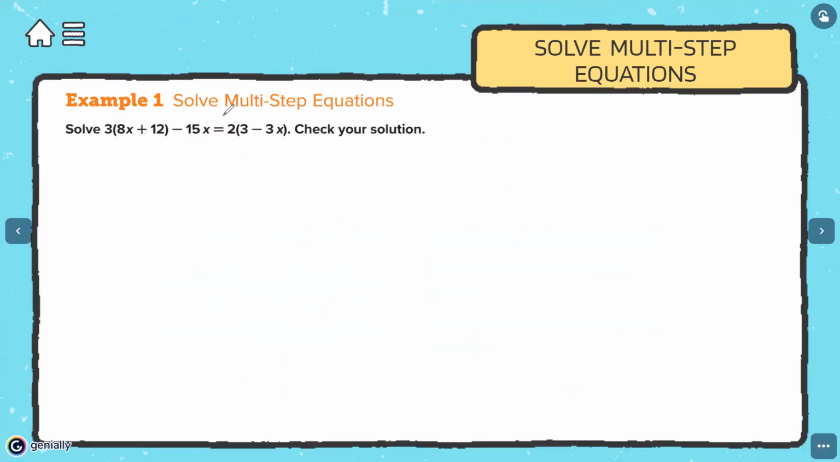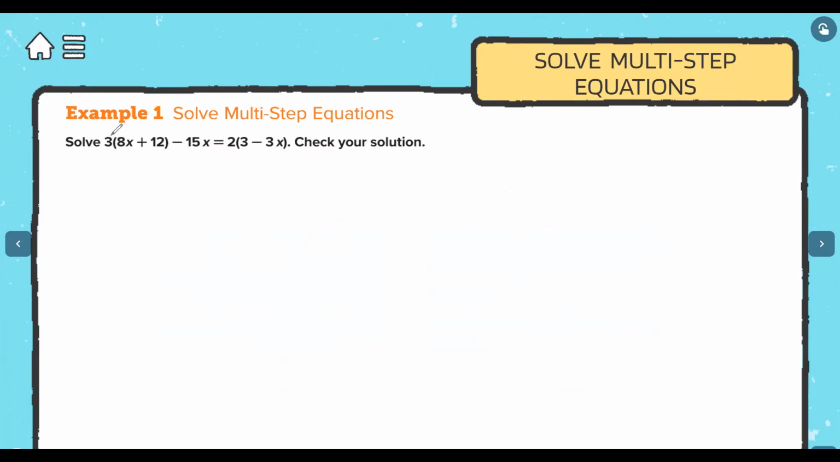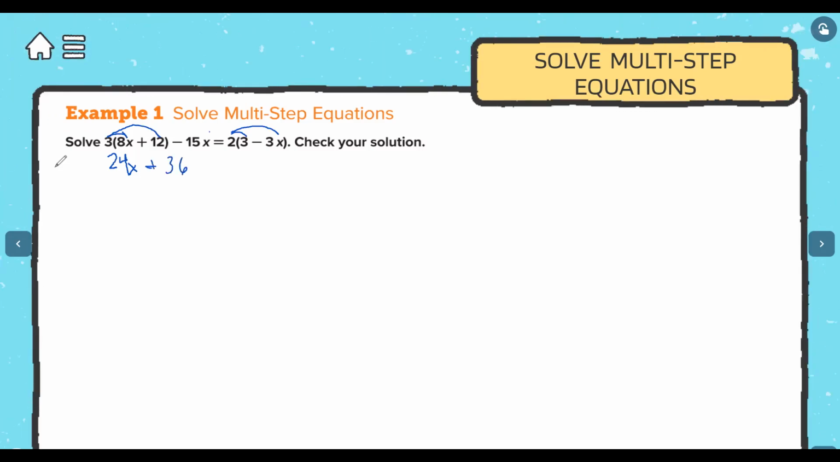If we see here, we have a negative 3, and it's going to be multiplying the 8x and the 12. And these two will affect the 3 and the 3x, okay? So 3 times 8x is 24x, okay? And 3 times 12 is 36. This negative 15x right here is not affected, so we just leave it the same way: minus 15x. It's equal to 2 times 3 is 6, and 2 times negative 3x is negative 6x.